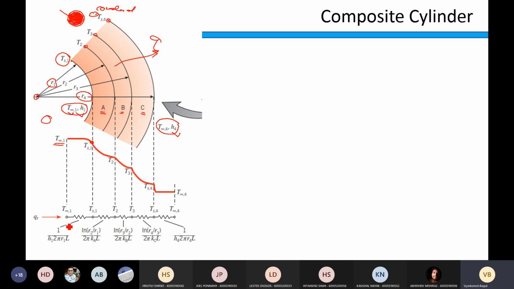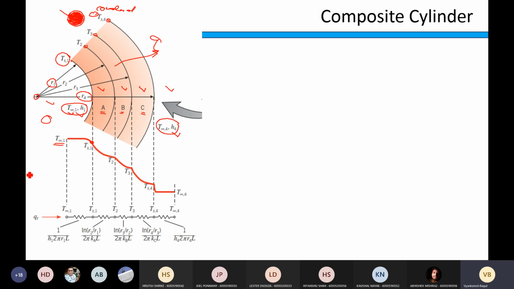And then you simply draw the thermal circuit like this. QR is the rate of heat transfer along the radial direction. So how many resistances do you have now? 5 resistances: convection 1, then conduction 1, conduction 2, conduction 3, and convection 2. 5 resistances in series. So just note down those resistances.